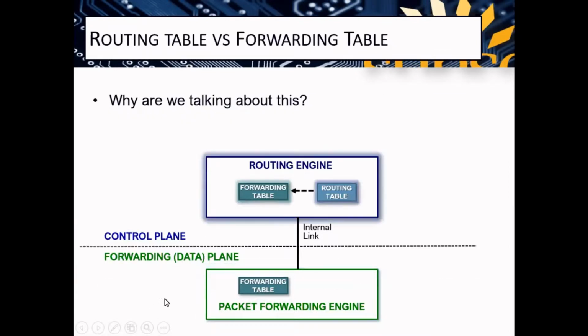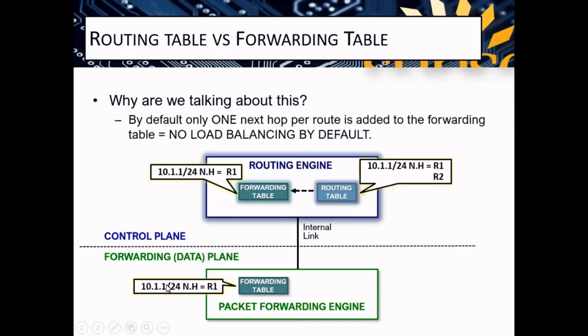At this point, you might be asking yourself, why are we talking about this? I thought we were talking about load balancing. Well, the reason is that by default, only one next hop per route is added to the forwarding table. In that process, where the routing engine chooses the best route in the routing table, only one next hop for each one of those routes is actually going to go to the forwarding table. And because the PFE has a copy of that forwarding table, there's no load balancing by default.